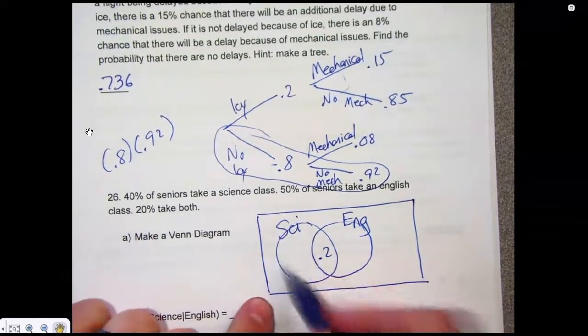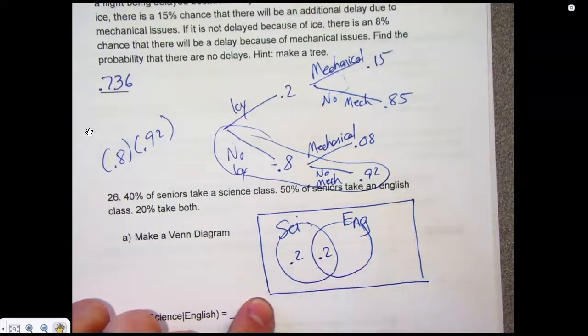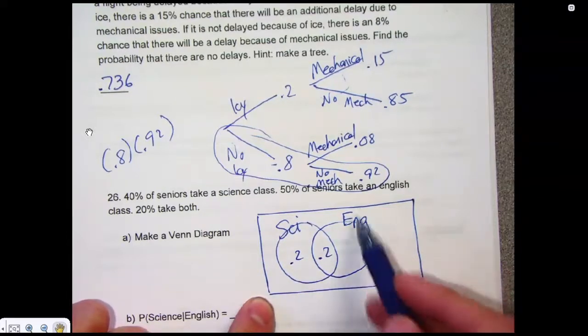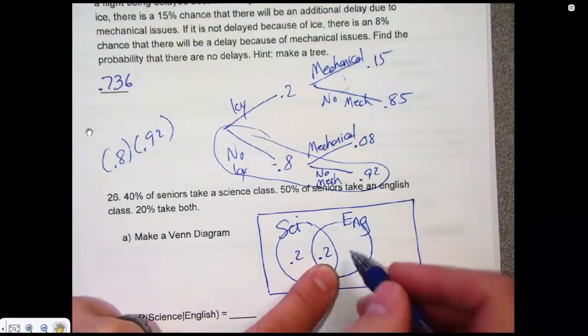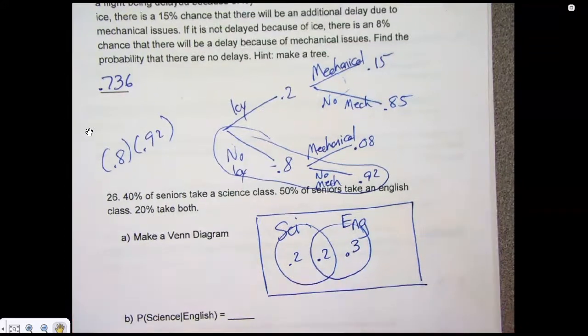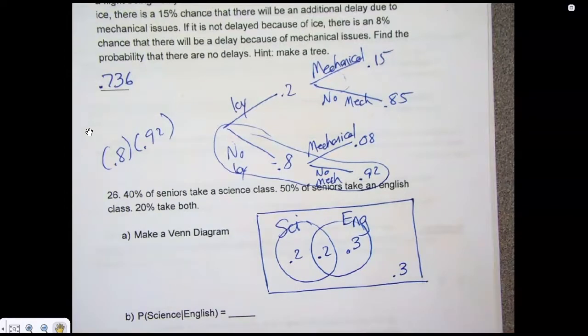So the science circle has to have 0.4 total. I've already got 0.2 there. So there's only 0.2 left to put there. The English circle has to be 0.5, but I've already used 0.2 of it, so there's only 0.3 left. And then the whole box has to add up to 1, so I've used 0.7, which means there's 0.3 on the outside.